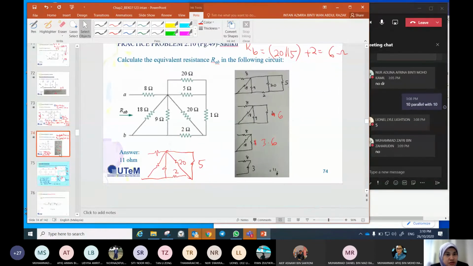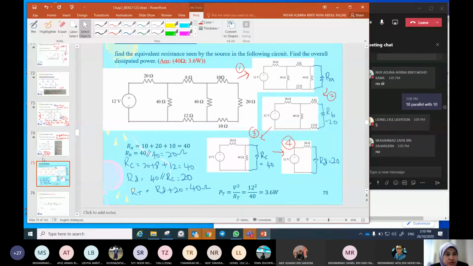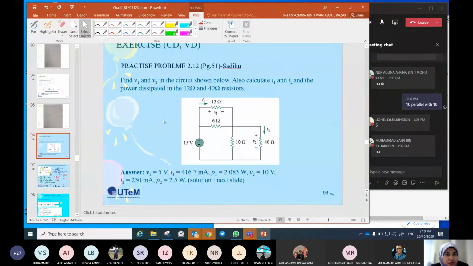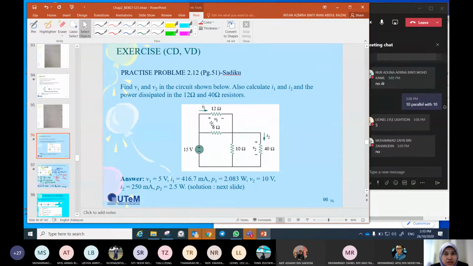Now the next example, okay, is current divider and voltage divider. Okay, this circuit asks you to find V1 and V2. V1 here, V2 here. This is taken from textbook Sadiku. Also calculate I1, I2 and the power dissipated in the 12 and 40 resistor. I1, I2, power of 12 and power of 40.